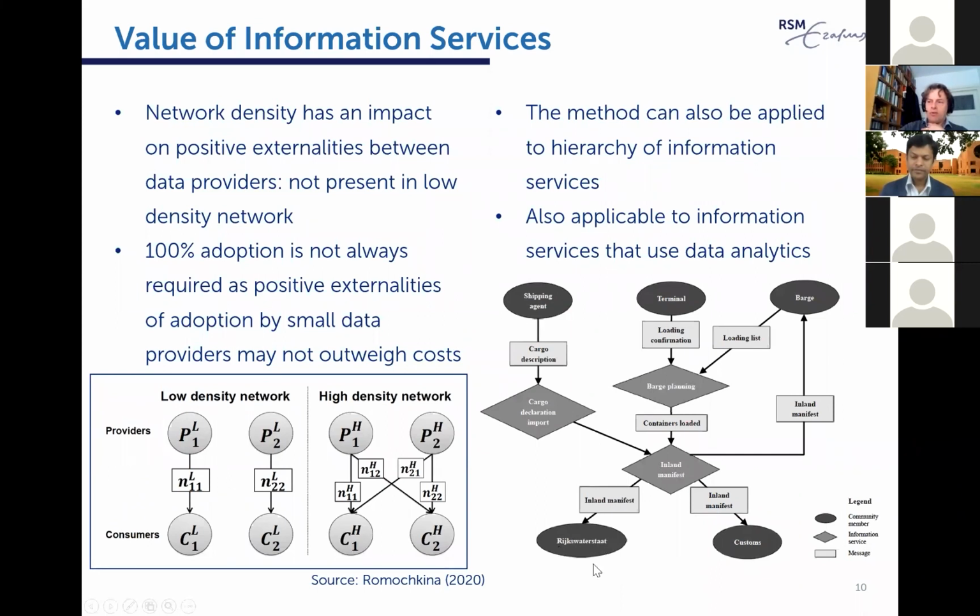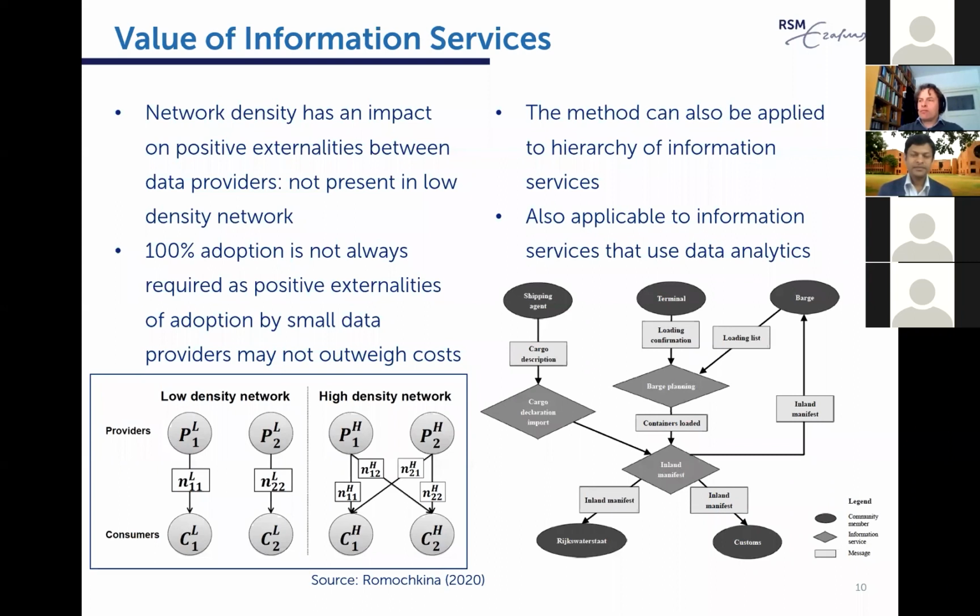Our ministry wants to know this because they need to manage the infrastructure, and customs wants to know that also, including the cargo data, because they of course need to approve the declarations and the fact that the container is put on the barge. So that creates value by itself. And these different parties on top provide the relevant data. The shipping agent provides the cargo description, the terminal the loading information, and the barge operator the loading list and the inland manifest. These are all components that need to be brought together to provide a barge planning and the cargo declaration for import, and in total then the inland manifest.